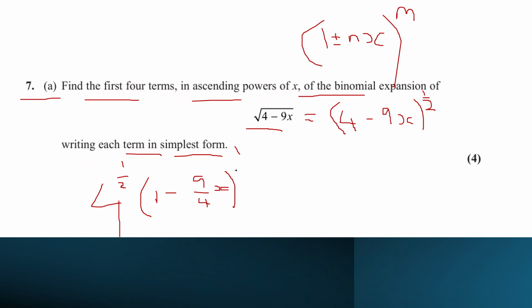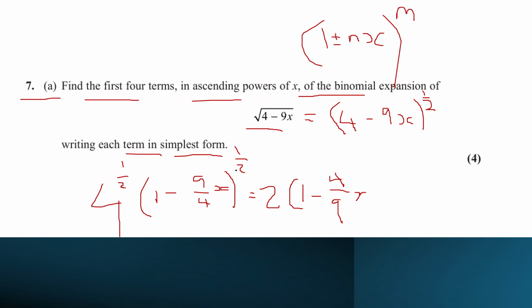Okay, 4 to the half just means the square root of 4, which is 2. So we're going to have 2 lots of all this bracket. So we're going to have 2 lots of 1 minus 9 quarters x, to the power of a half.